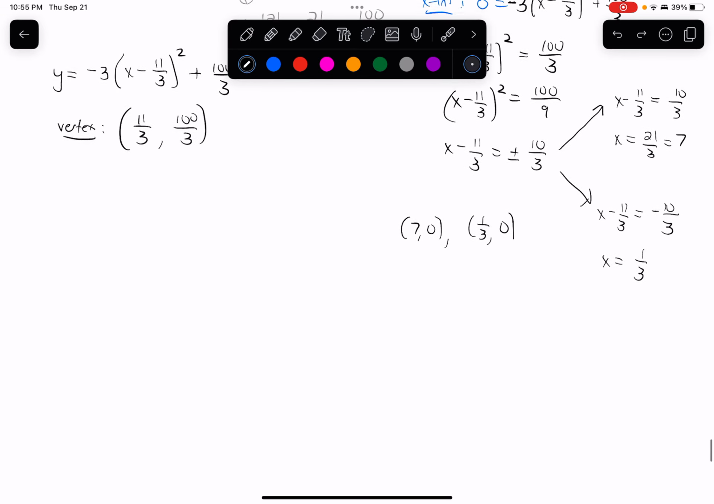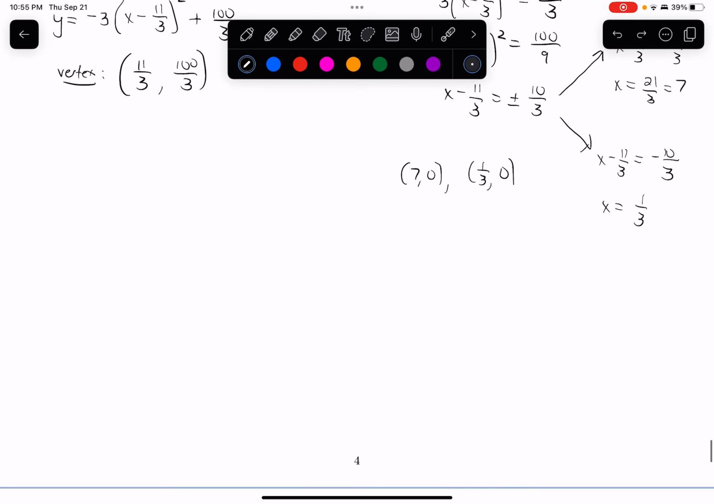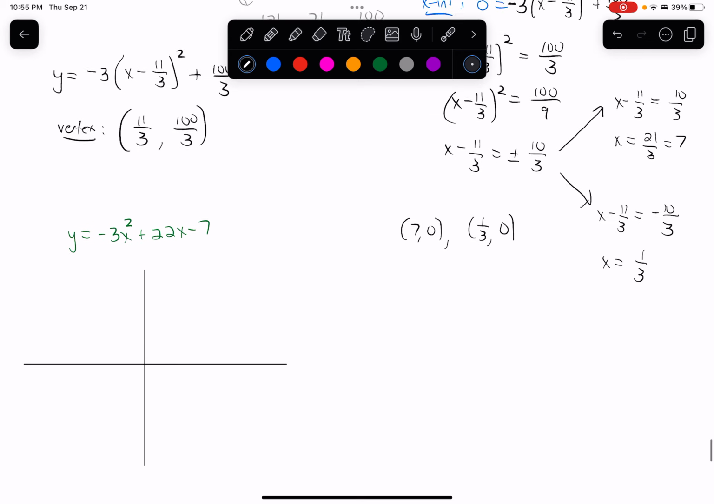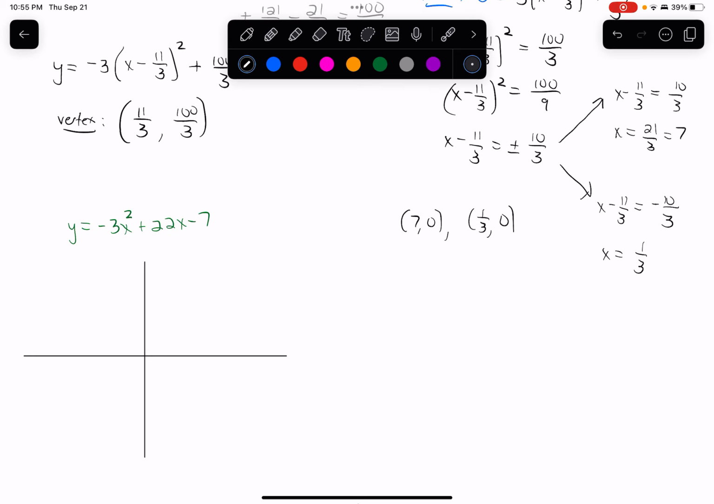All righty. Okay, so now I'm going to take all this info and let's draw the graph of y equals −3x² + 22x − 7. So without the absolute values, let's draw that graph. Let's start with the vertex. We know the vertex, both coordinates are positive. So maybe somewhere here, (11/3, 100/3).